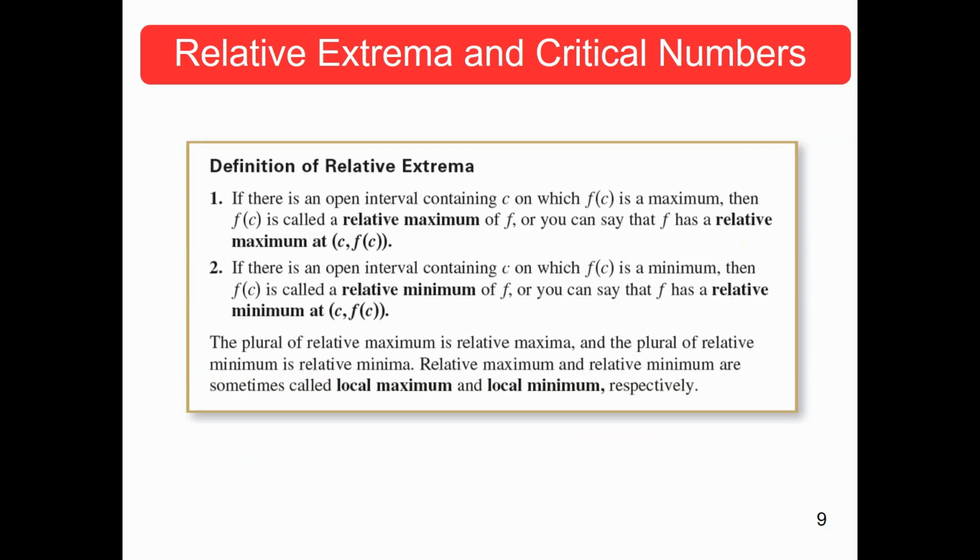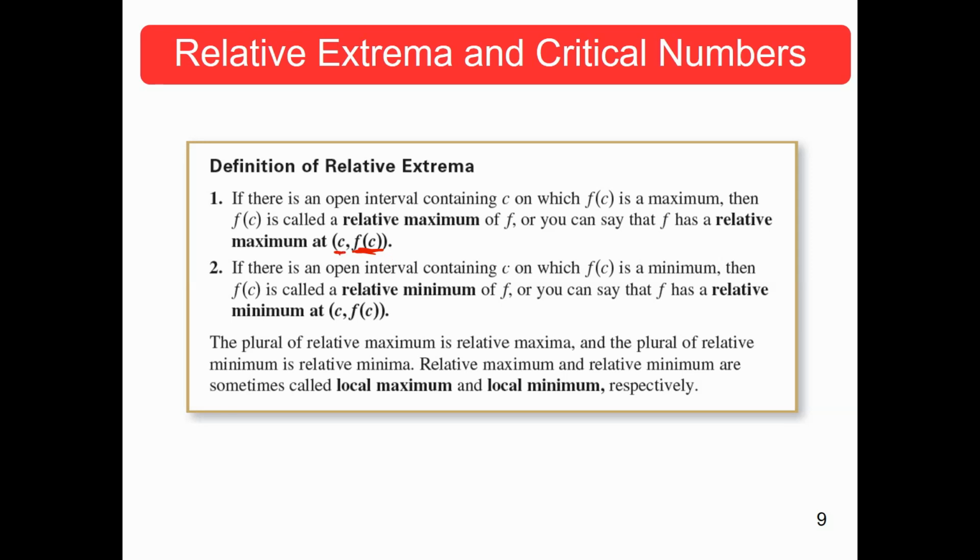So here's what we're going to do. We're going to define very clearly. If there's an open interval containing c where f of c is a maximum, then it's the relative maximum of f. Let me say this again. If there's an open interval containing c on which f of c is a maximum, then we call it a relative maximum of f, okay? Or you can say that the relative maximum of f is f of c. So f of c is the actual value. c is where it's located.